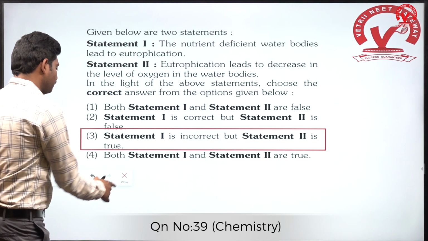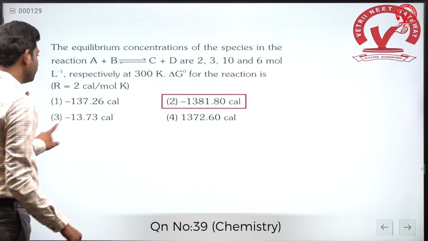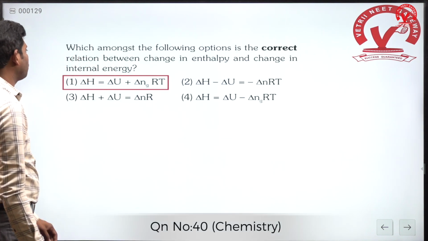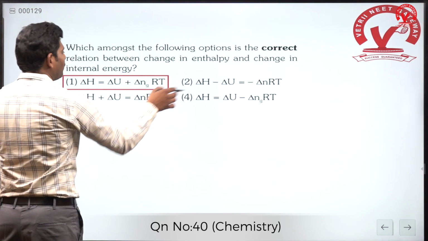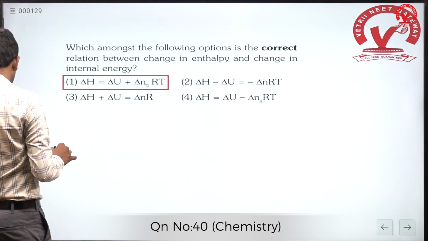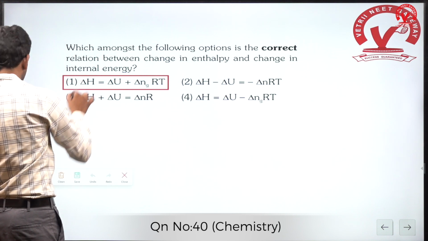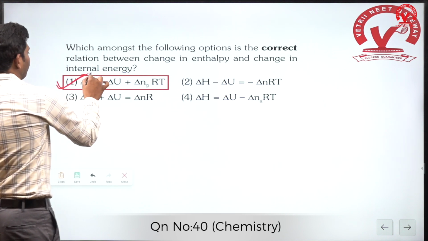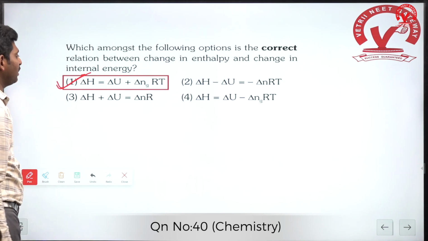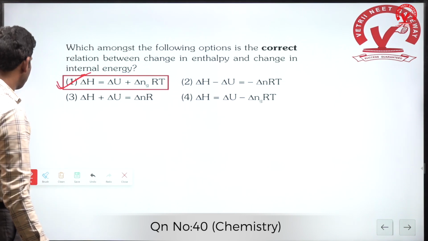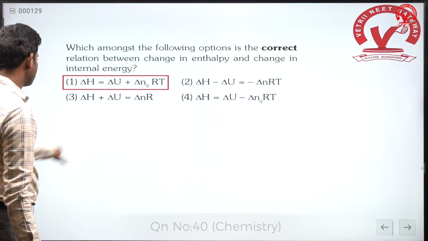It is a direct question. Next. This is also a direct formula. Which among the following options is correct? Relation between the change in enthalpy and change in internal energy. It is a direct problem. It is the direct formula. Delta H is equal to delta U plus delta n g RT. Direct formula, nothing to explain here.